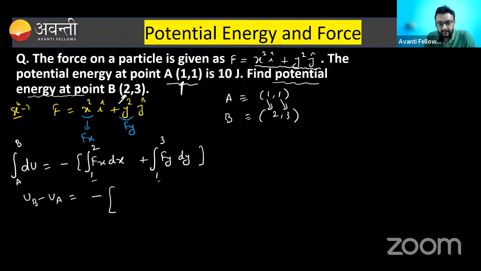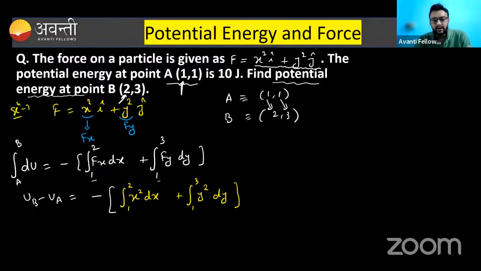Fx is what? X square dx plus Fy is what? Y square dy. Limit is 1 to 3, 1 to 2. Can you all differentiate it? Sorry, integrate it. The integration of x square is x cube by 3. The integration of y square is y cube by 3. Clear? Okay, let me solve it for you.